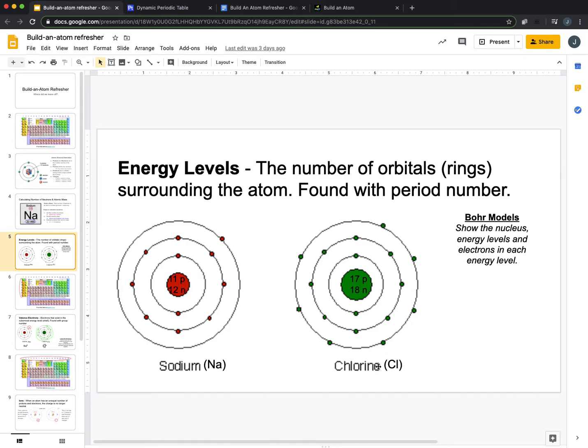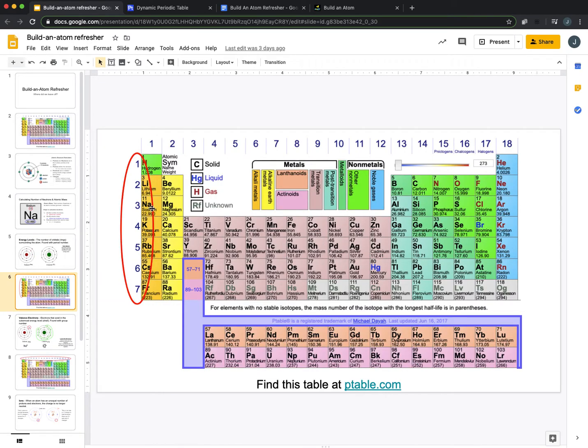So here, chlorine has 17 protons in the nucleus, and chlorine has 2 in the first shell, 8 in the second shell, and then it has 7 in that outermost shell. The thing that both sodium and chlorine have in common, element 11 and element 17, is that they are on the third period or row of the periodic table. And because they're on the third period, they have 3 energy levels.